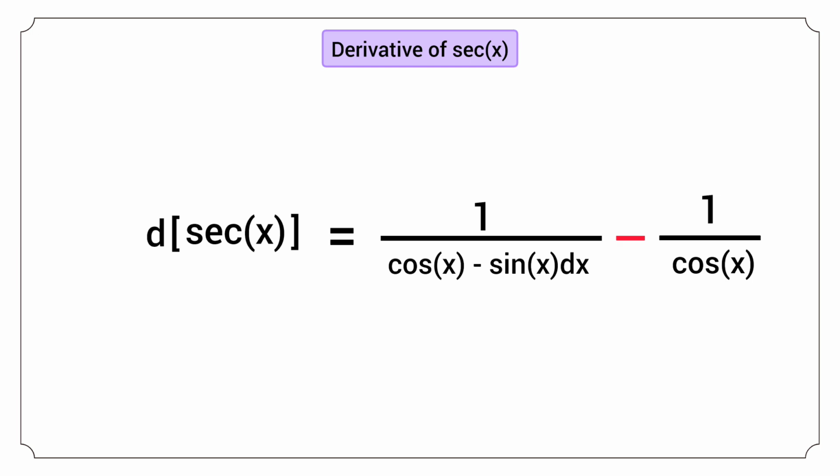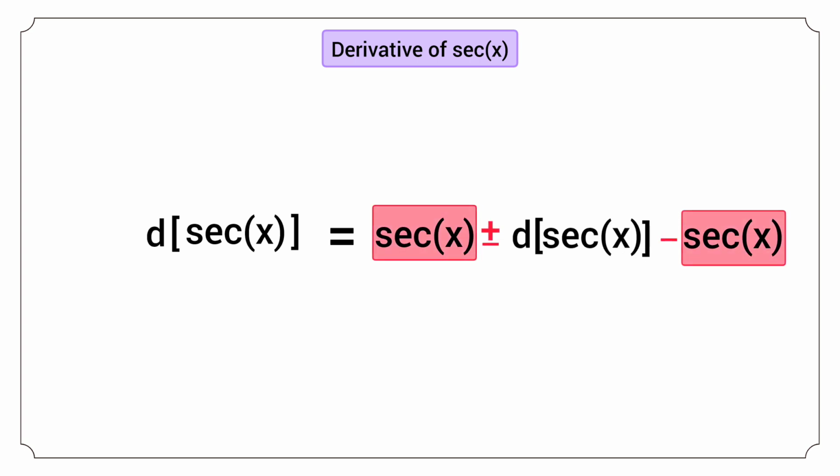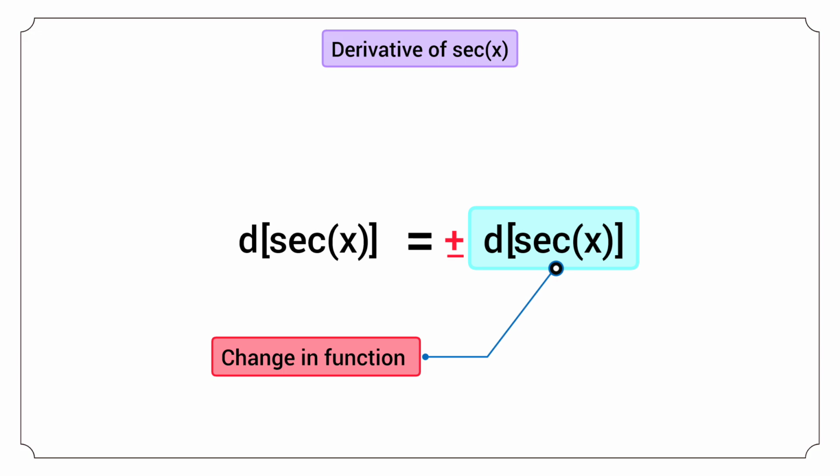Now, our aim is to find out the difference between the two terms. This will give us the change in the secant function. For that, we would need to simplify the first term to secant x plus or minus the change. That way the secant x gets cancelled, and we would be left with only the change in the secant x function.